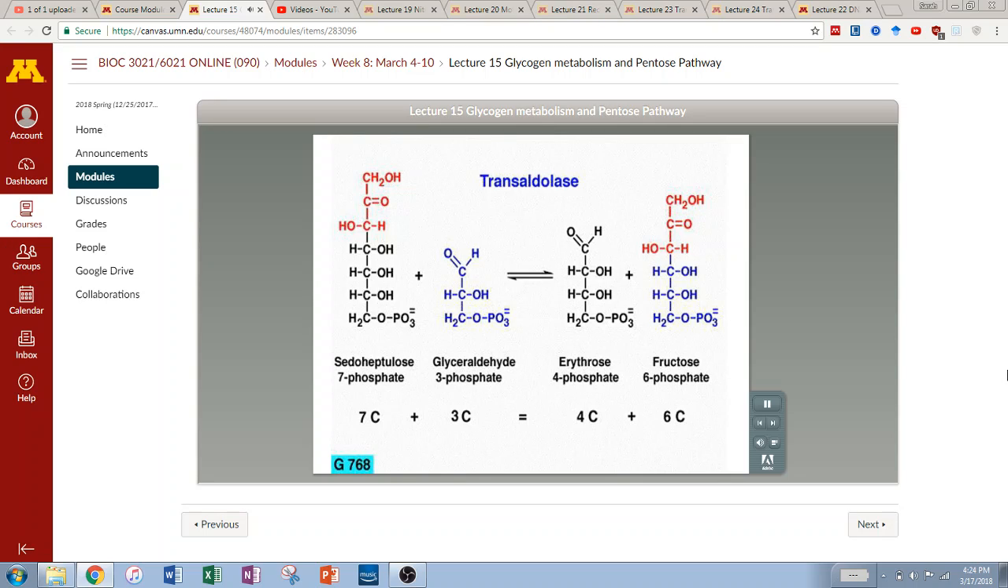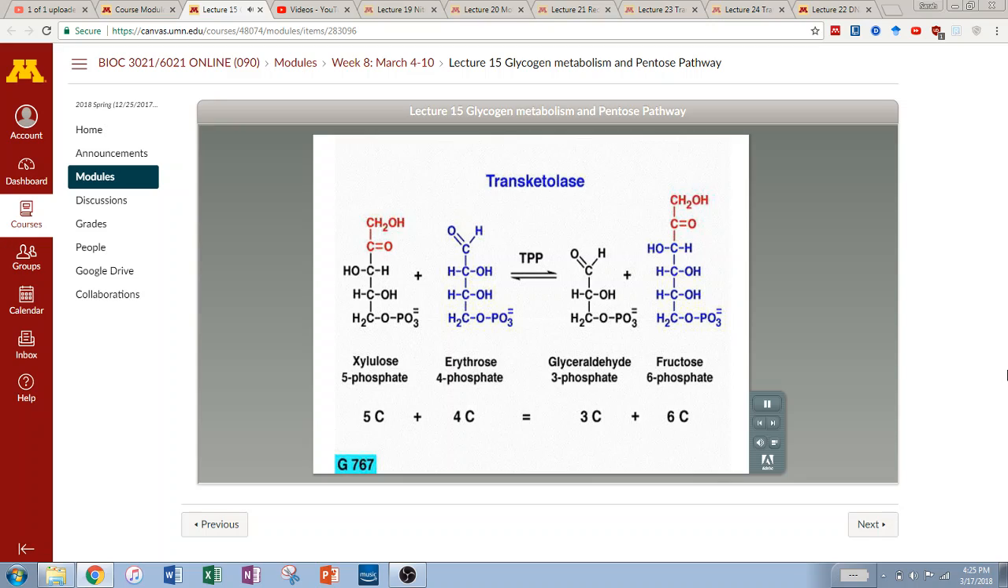The next reaction involves the 2 products of the previous reaction, sedoheptulose 7-phosphate and glyceraldehyde 3-phosphate. The transaldolase enzyme transfers a 3-carbon fragment coated in red from sedoheptulose 7-phosphate to glyceraldehyde 3-phosphate, producing erythrose 4-phosphate and fructose 6-phosphate. In this step, 1 C7 and 1 C3 compound are converted into 1 C4 and 1 C6 compound.